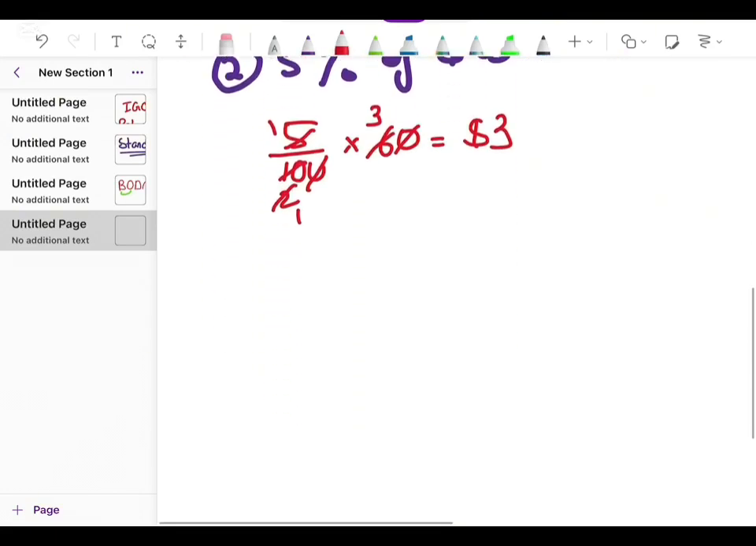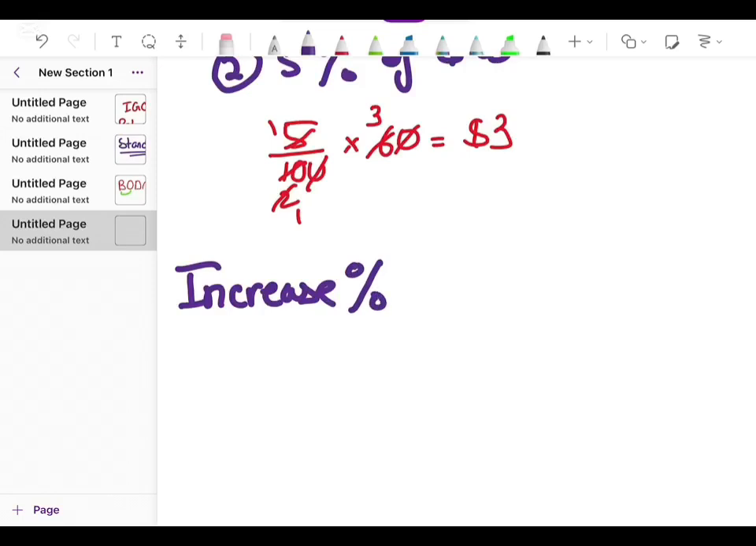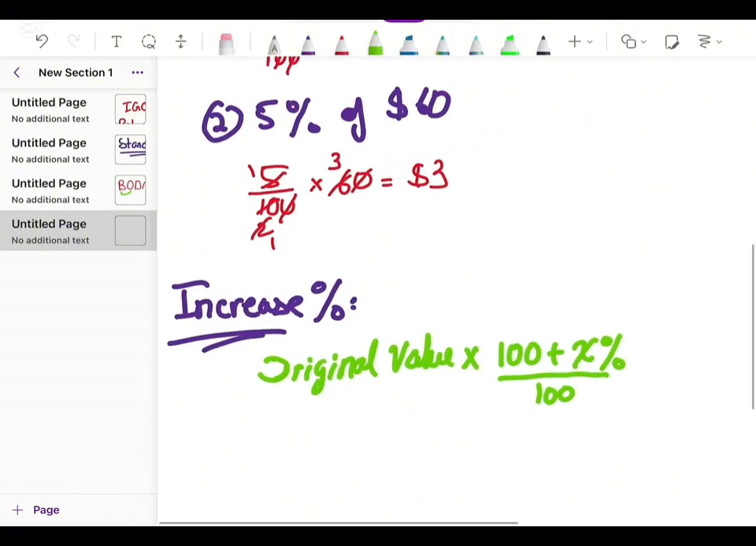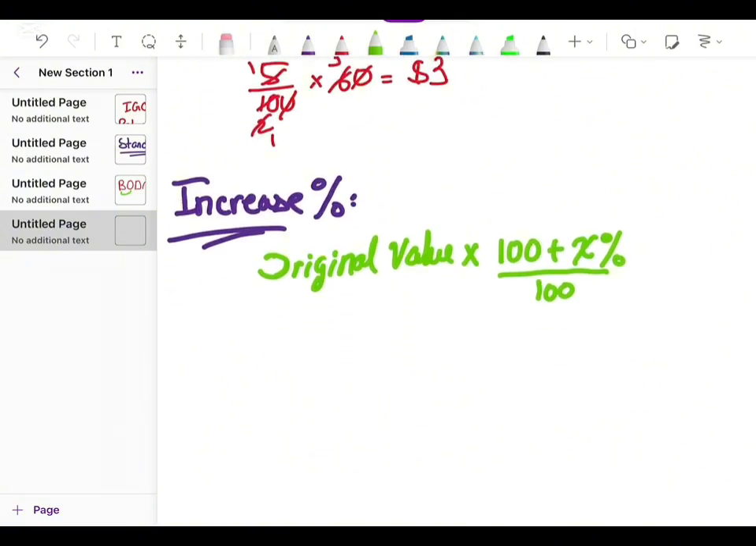Now the next thing we have in this percentage topic is increase percentage. The increasing percentage topic. So the formula of increasing percentage is: original value multiply by 100 plus x% of increment, divided by 100. That's the formula we have for increasing percentage. Now we will see the question. What type of questions come related to this formula?